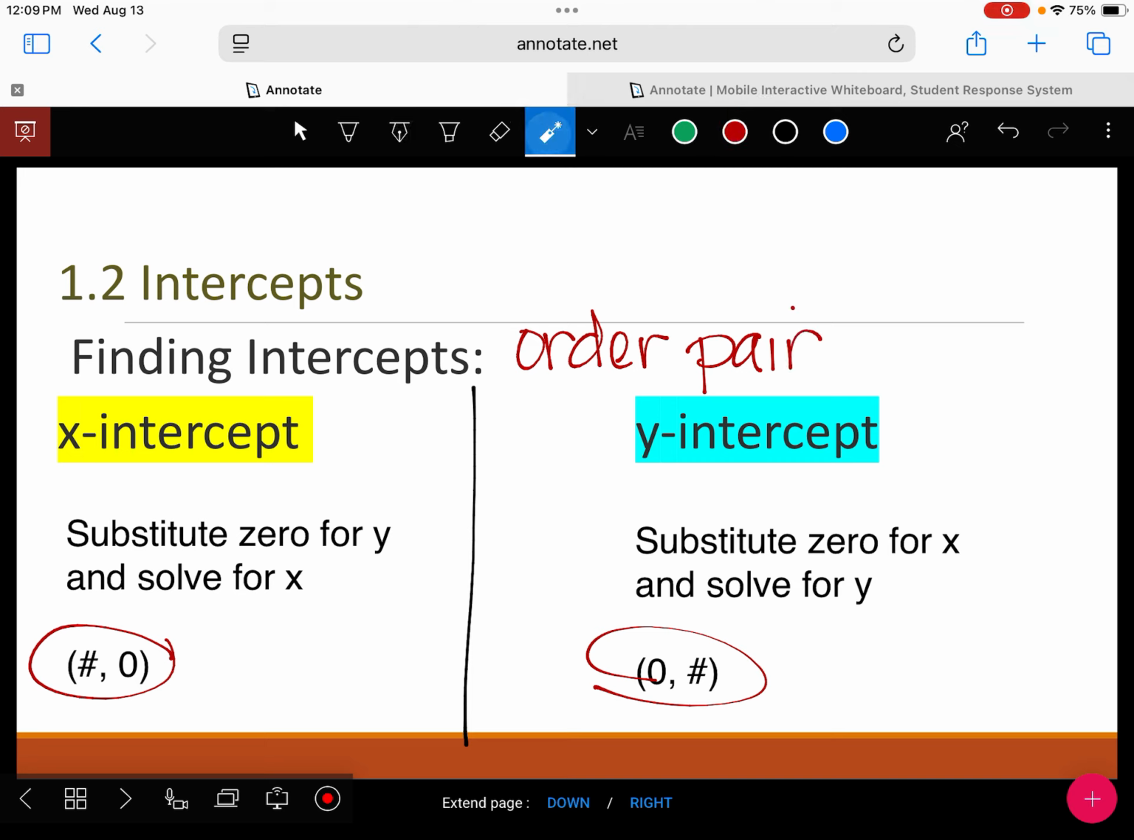So for the first one, if it's the x-intercept, you're going to have a number first and then 0. And if it's a y-intercept, you're going to have 0 first and then a number.